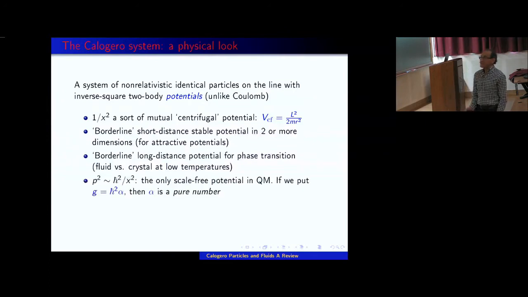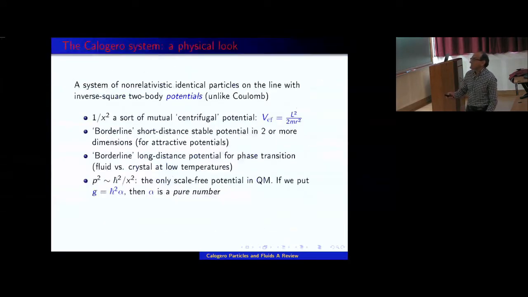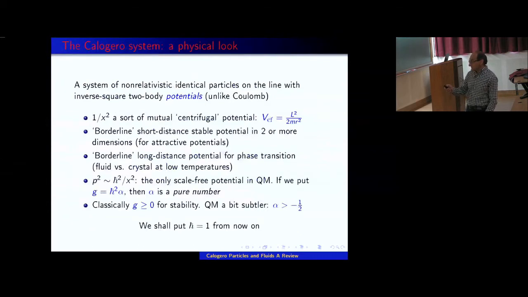Also, all these properties stem essentially from the fact that it is a scale-free potential. P squared, of course, has units of 1 over x squared if we put h bar to 1, which we shall do from now on. So the potential has the same scale dimension as the kinetic term, and therefore the Hamiltonian is scale invariant. The coupling constant of that potential in units where h bar is 1 is a pure number. That's again unique to this potential.